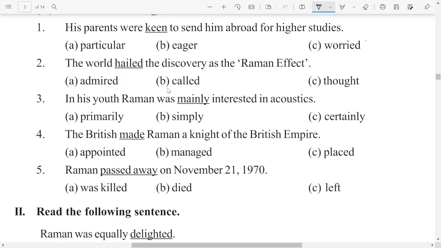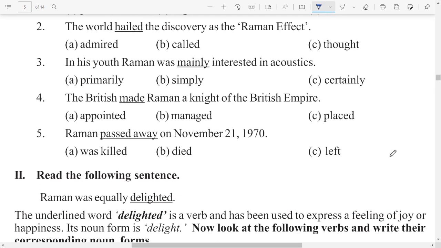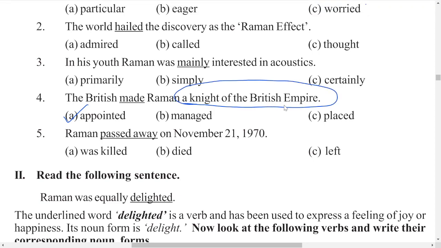Next, the British made Raman a knight of the British Empire. So made here means what? Made here is not literally making something, it is actually appointing, because see here, knight of the British Empire means that is a post. So usually people get appointed for that post. So made here means appointed.